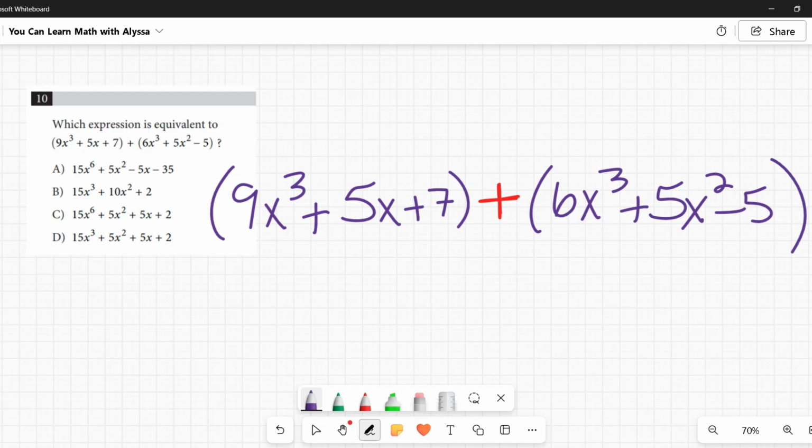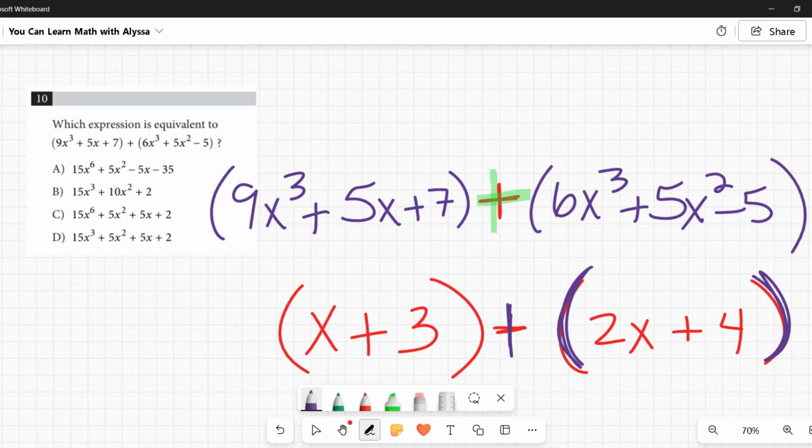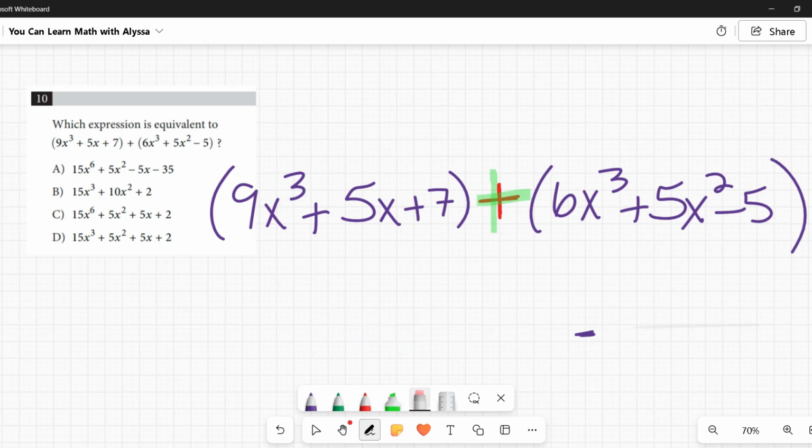I like to write everything out and then cross them out as I combine things. Again, because this is a plus here, not a minus, we don't have to worry about changing any signs. If you get one that is a minus, like say if it was x plus 3 minus 2x plus 4, what I always do in those cases is I change this minus to a plus, and then I change everything inside the second parentheses to its opposite. So that'd be minus and minus. And then the parentheses don't matter anymore. You can get rid of them and just start combining like terms. Ta-da. That's just a little helpful piece of advice for other problems.